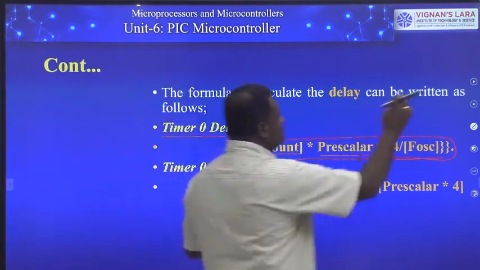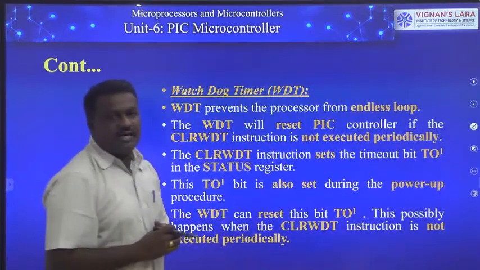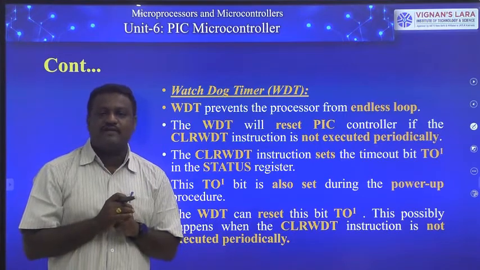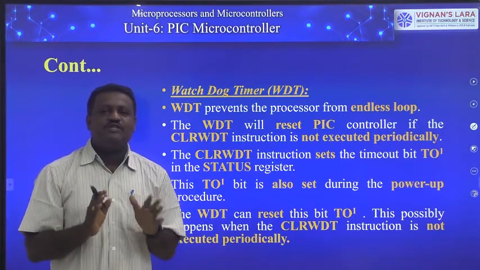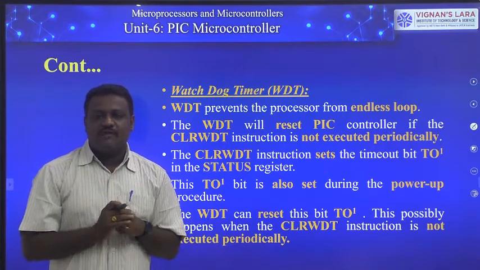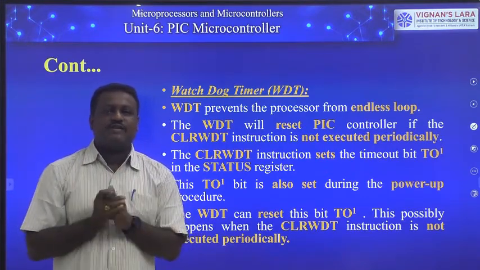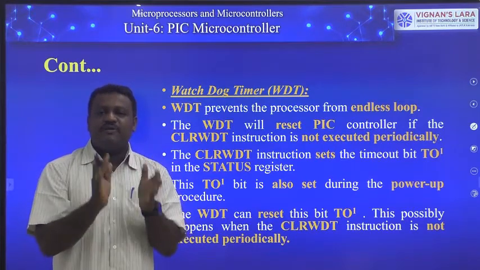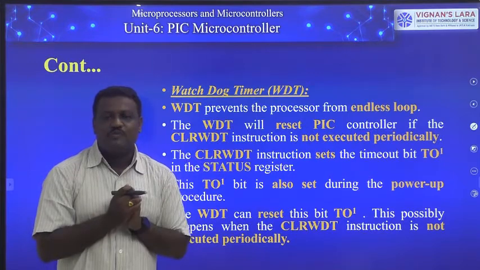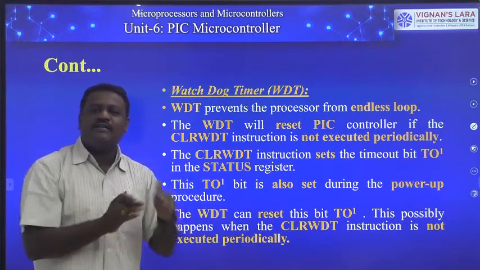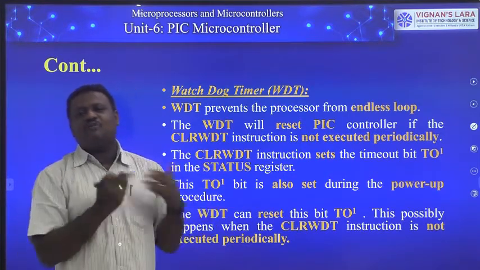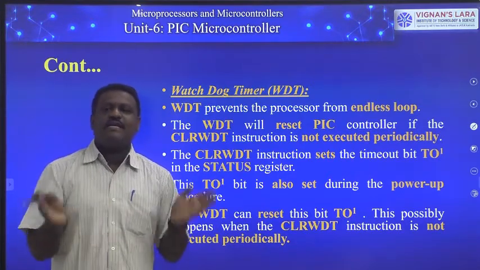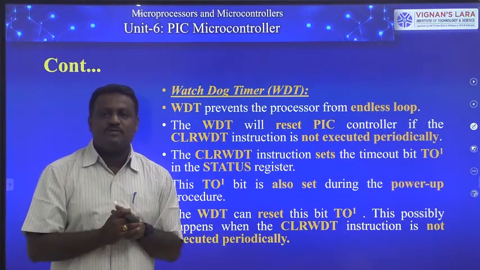Next, coming to the Watchdog timer, WDT. The WDT prevents the processor from an endless loop. It is one of the beautiful features present in PIC controllers. We didn't find this feature in the 8051 microcontroller. The main job of the Watchdog timer is to prevent our controller from endless loops. Once our controller enters an endless loop, it is unable to come out of that loop automatically. The only option is to switch it off and switch it on again.